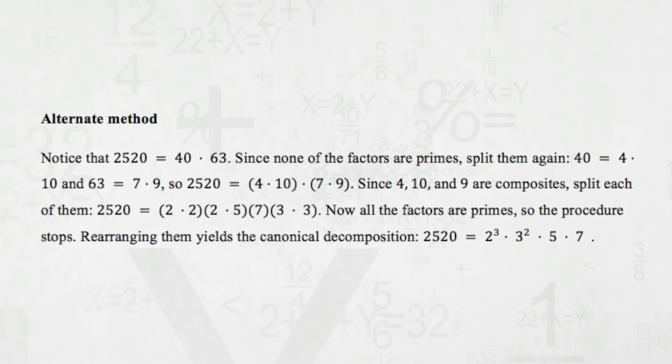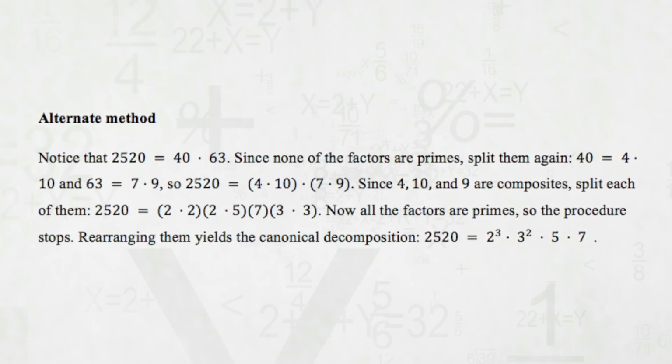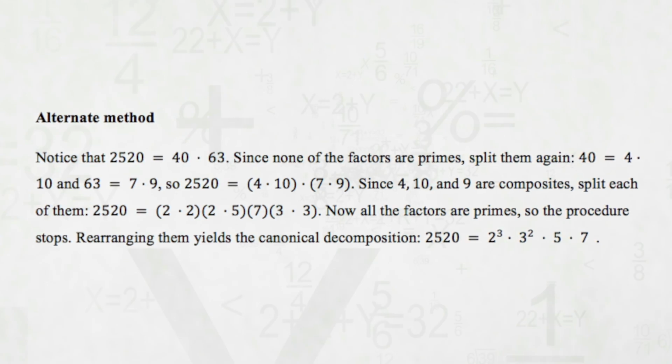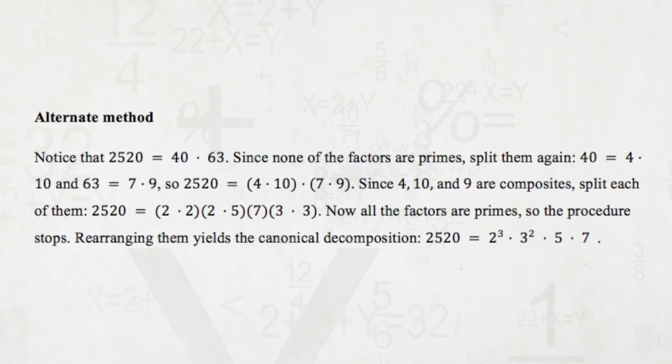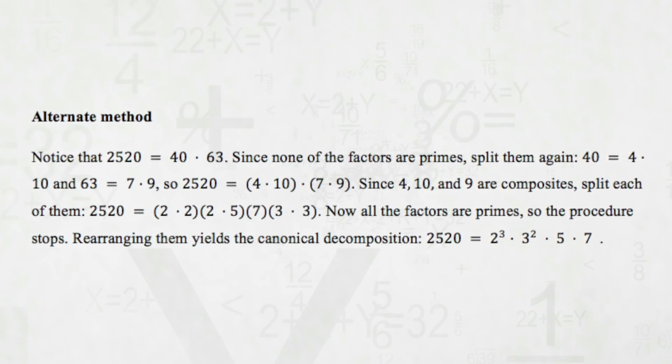Rearranging them yields the canonical decomposition as 2520 equivalent to 2 cube multiplied by 3 square multiplied by 5 multiplied by 7. In either way you have the same decomposition, that is the unique canonical decomposition.